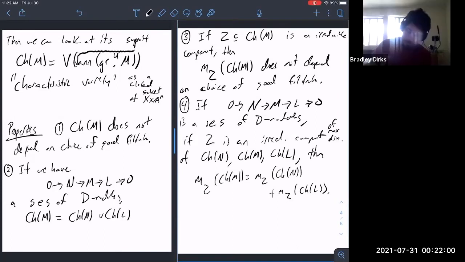Okay, great. And then finally, here's something that I'm going to write as a property, but it's actually a theorem, which is Bernstein's inequality.